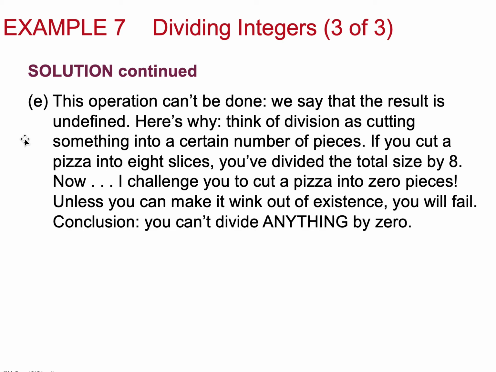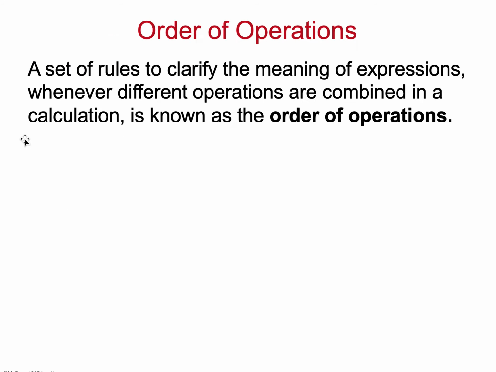In E, the operation they're trying to get me to do is 8 divided by 0. I cannot divide anything by 0. That's not something that can actually be done. So the order of operations has become a very common theme on the internet because a lot of people don't understand the working from left to right mentality.